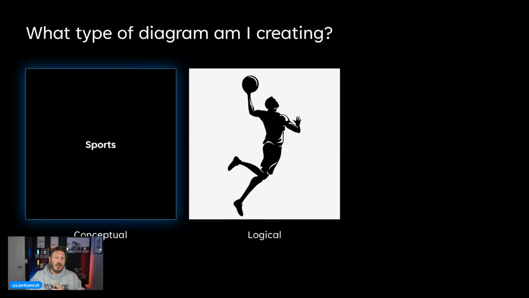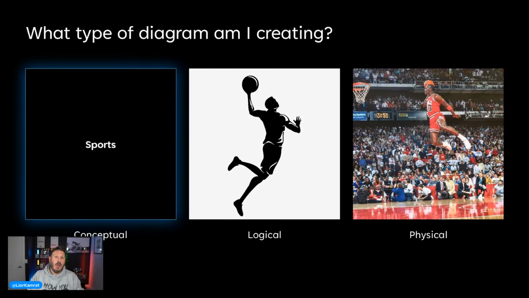But a physical one will be very specific. Here we're seeing Michael Jordan, and that's the physical diagram. So you can see the journey between those layers: conceptual, logical, physical. Every diagram has its own characteristics, its own concepts that you are referring to. Always remember, if you're creating something conceptual, you're usually going to have fewer elements in the design, generally speaking. It's not a rule of thumb. Logical will usually have a bit more objects and a bit more text explanations. And physical will go very deep. Physical will be about protocols, explaining flow, and a lot of those things. We'll talk about all of that today.